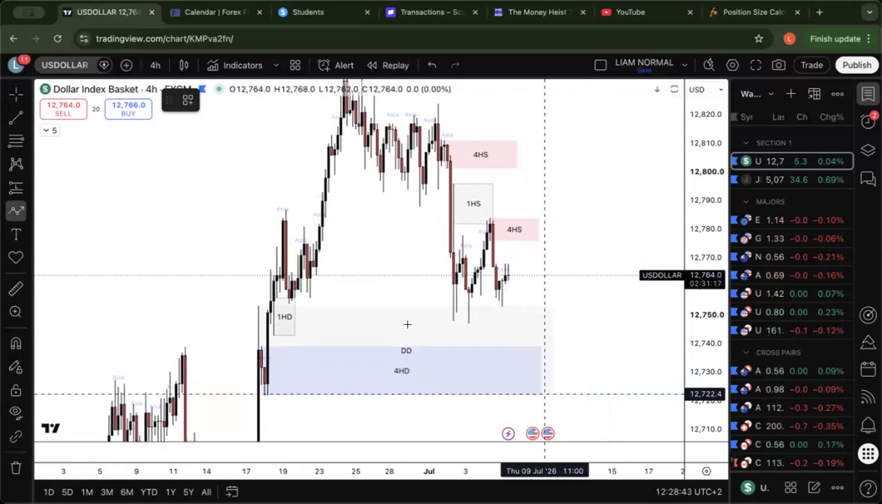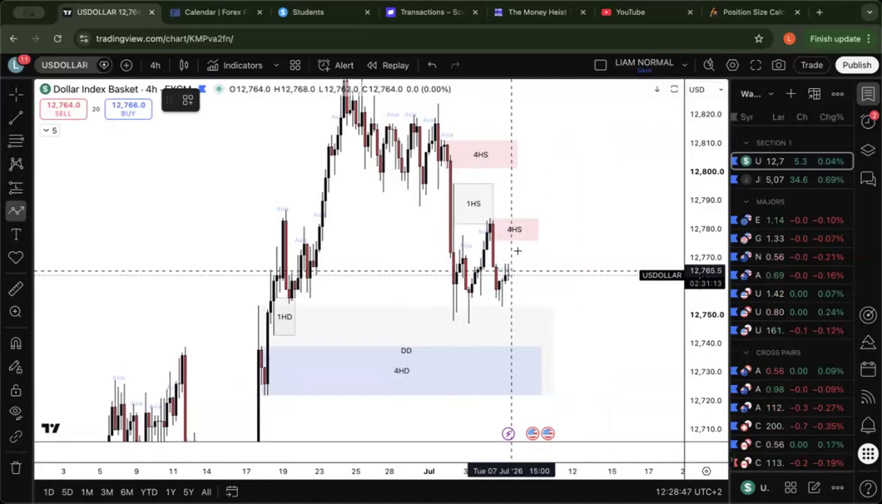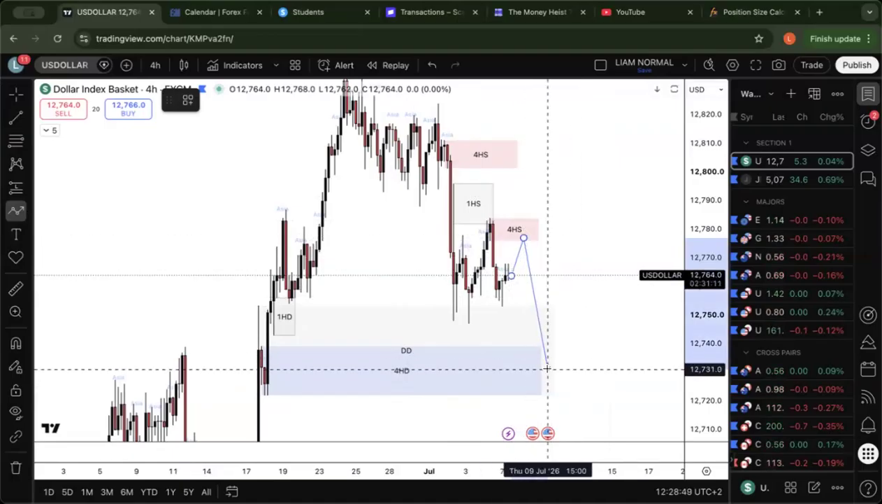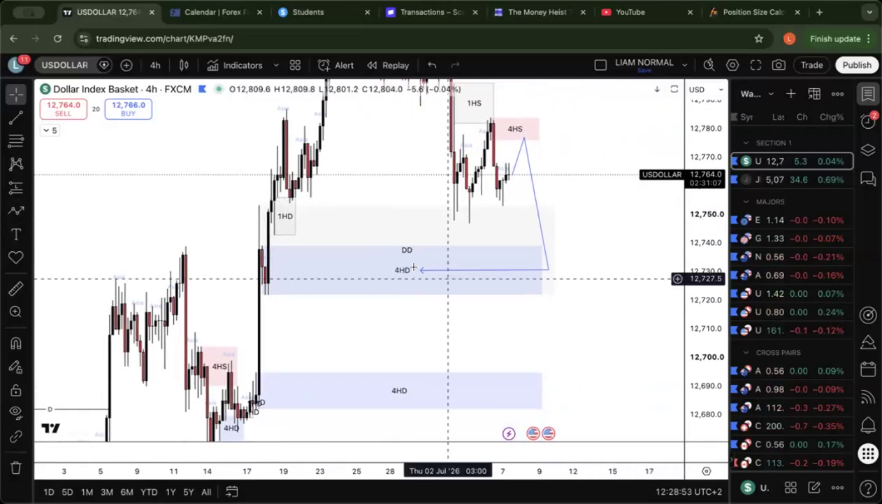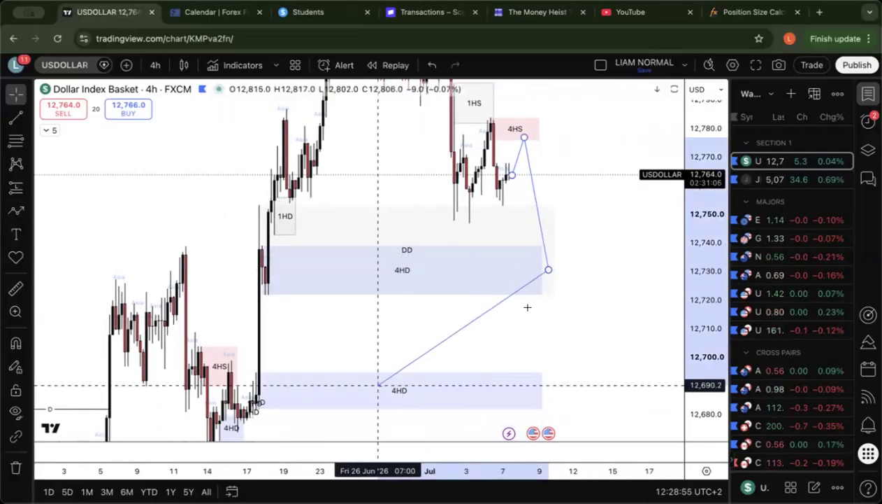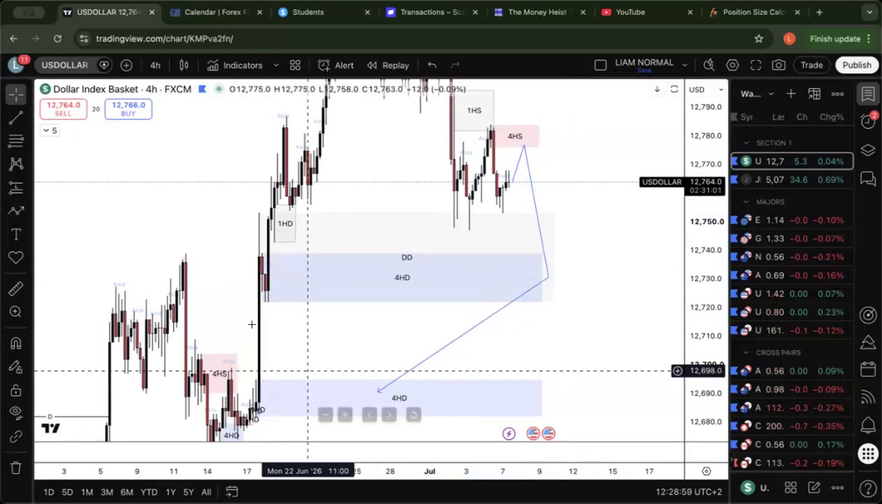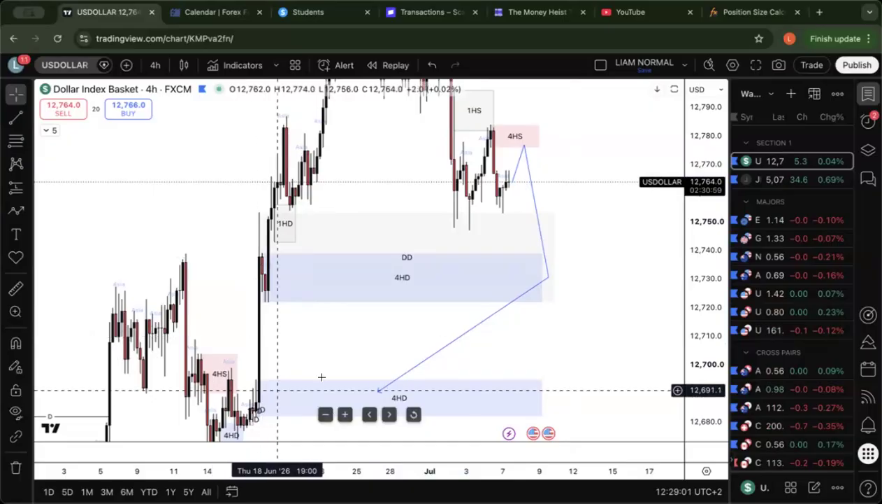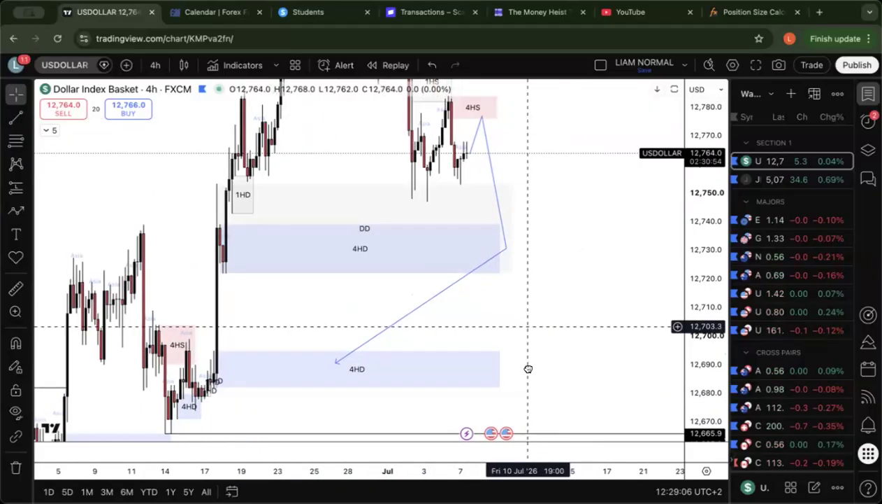Because ideally, even though we're inside this daily demand, I would like to see just a bit more of a retracement, either to this 4 hour demand area here, or of course, the lower 4 hour demand. Now, you're probably thinking, why? Well, we have imbalance above this demand. We also have a lot of imbalance above this demand area here as well. So that would be the reason why I would like to see market come down.